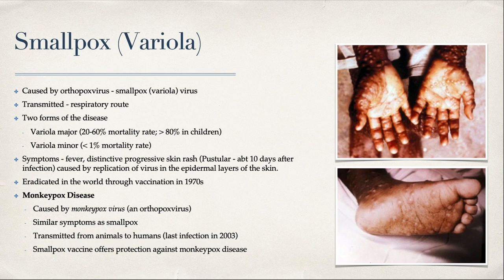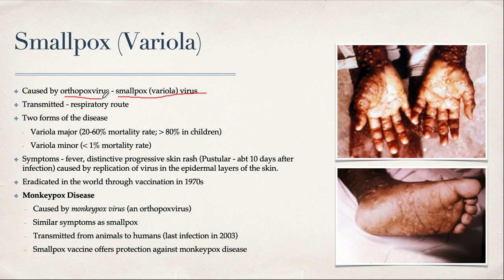And so the first infection that we'll look at is smallpox. Smallpox is caused by the smallpox virus or variola virus, which belongs to the family Orthopoxviridae. So we say smallpox is an example of an orthopox virus. It's transmitted through the respiratory route. There are two forms of it, variola major and variola minor.